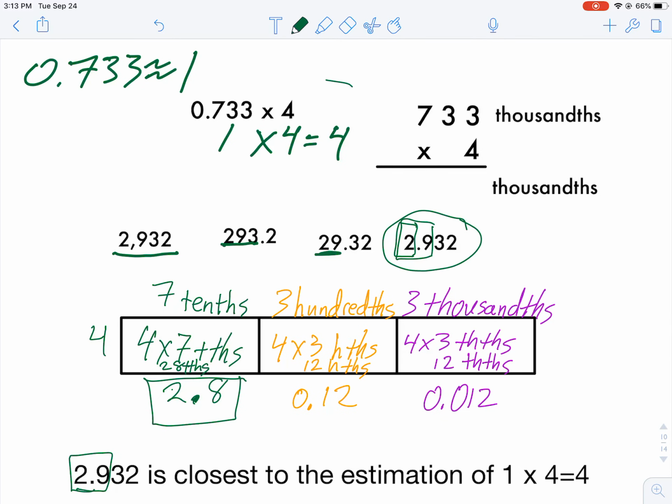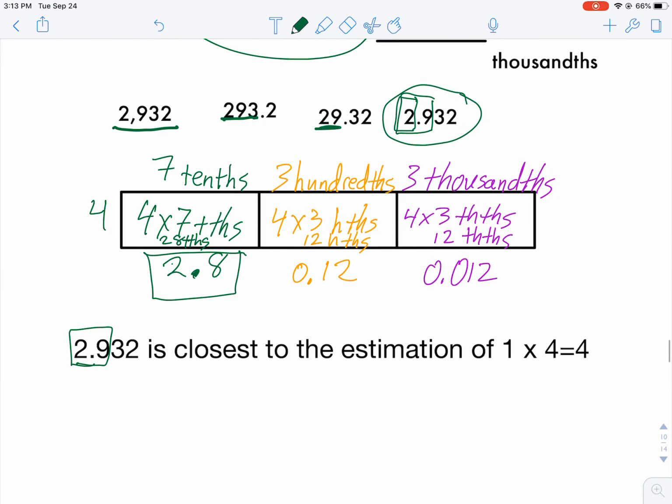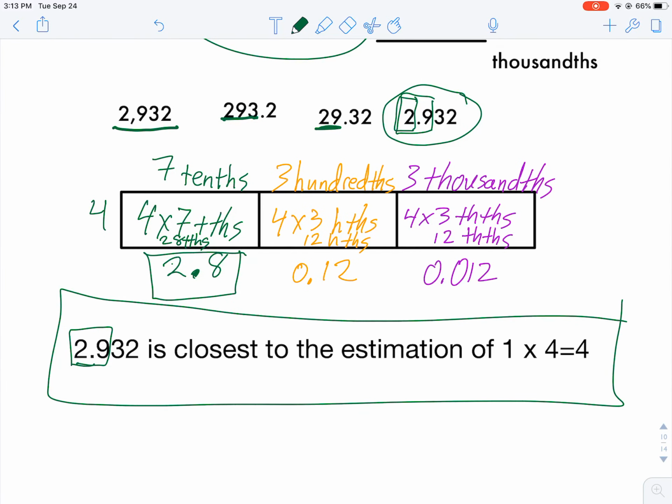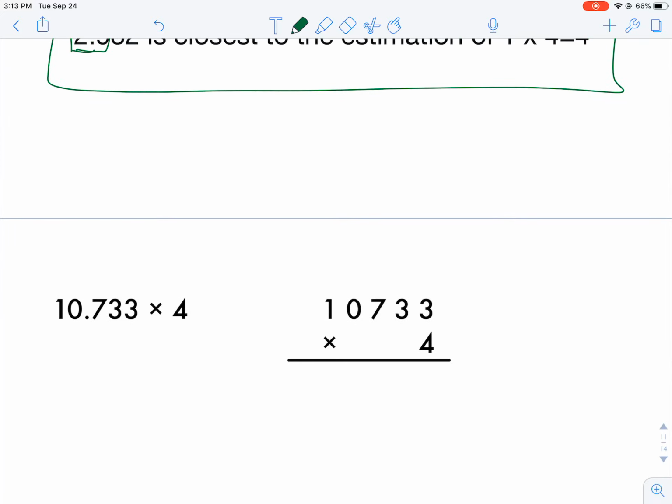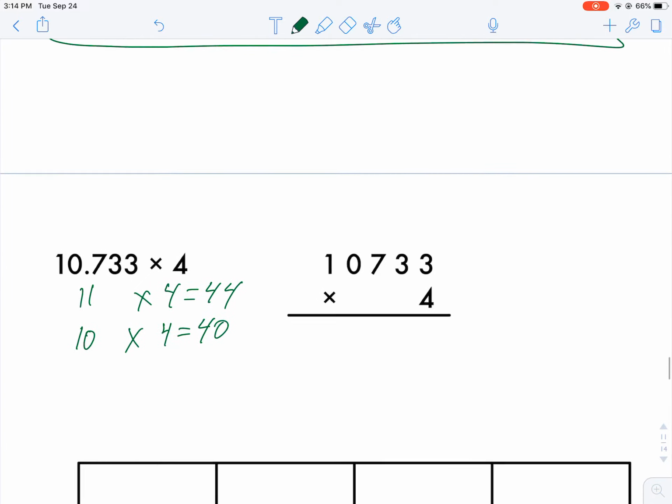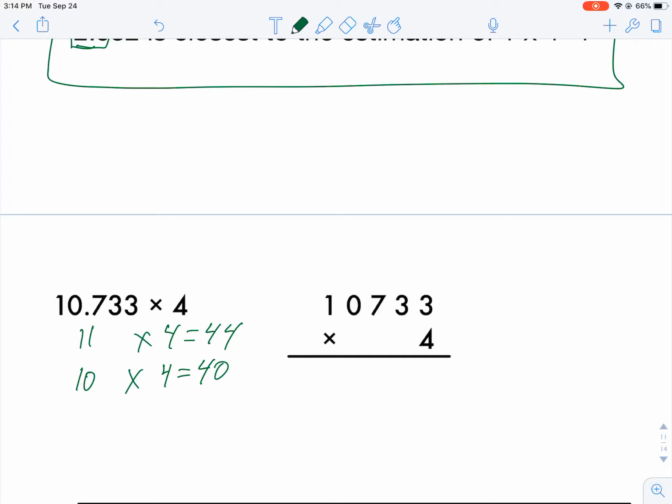What you have to do is do this, and then write an explanation. All right, so here we go again. We can round this to 11 and multiply it times 4, and we'll get 44. Some of you might say, oh, why don't we just do 10 times 4 equals 40? Either one of those is right. Now, our answer should be close to one of these answers. So it's going to be in the 40s.